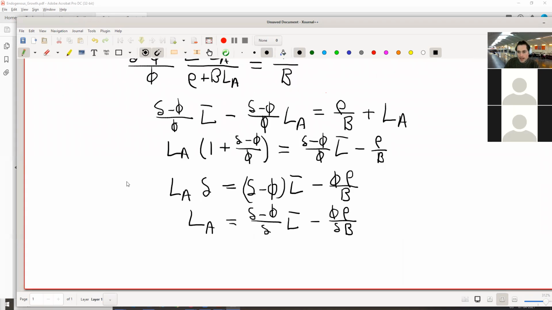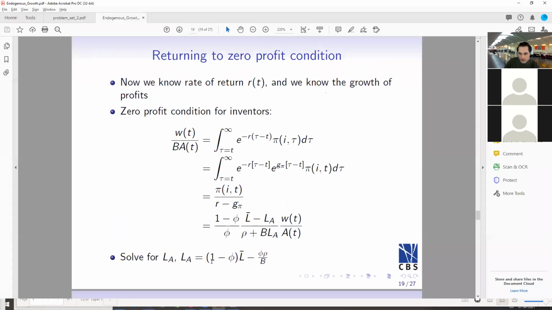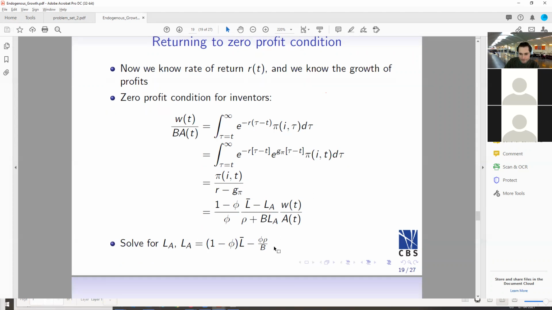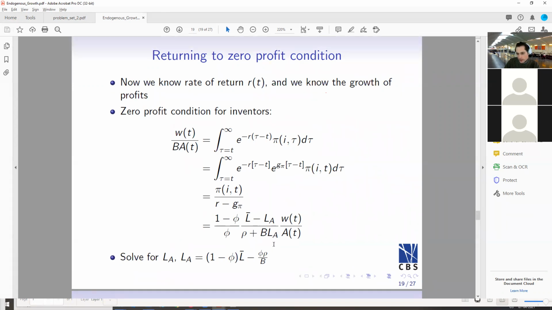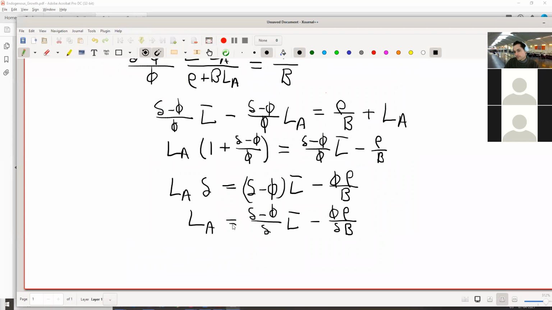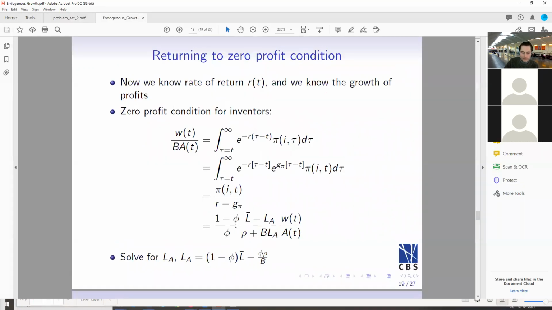Okay, so now let's compare this to what we had here. You can see it looks very similar. The only difference is now we have delta minus phi divided by delta, and here we have phi divided by delta. Okay, so yeah, let's stay there for a second.